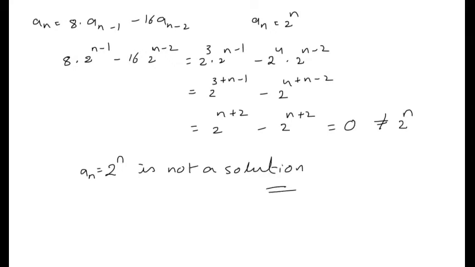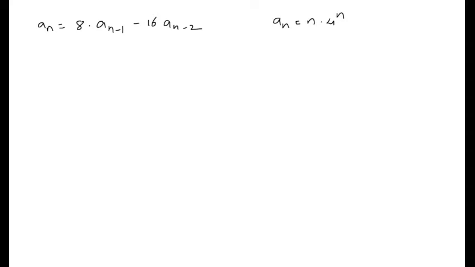The next problem is a_n = 8a_{n-1} - 16a_{n-2}. For this recurrence relation, we need to find out whether n·4^n is a solution or not.